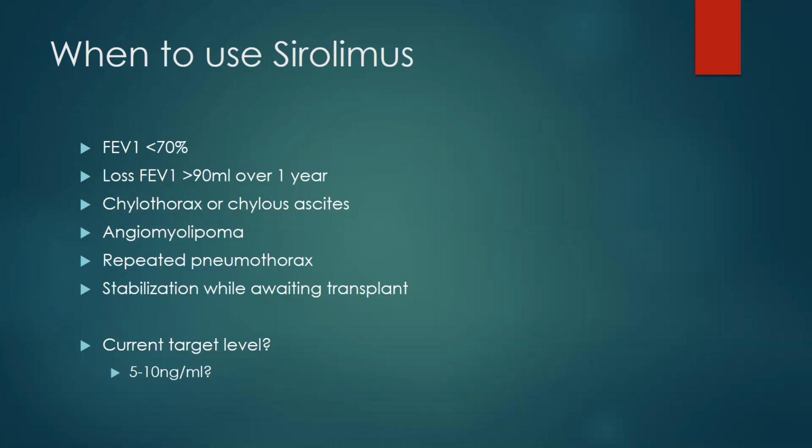a loss of greater than 90 cc's a year, those who have chylothorax or chylous ascites or continuous chylothorax, those with angiomyolipomas, again, starting to get into the larger sizes, greater than 3.5 to 4 centimeters, those who have repeat pneumothoraces, and then stabilization of patients awaiting transplantation. In terms of the current trough that we are looking for with these patients, it's usually between 5 to 10, kind of on that lower side to try and decrease symptoms while still having the benefits from the sirolimus.